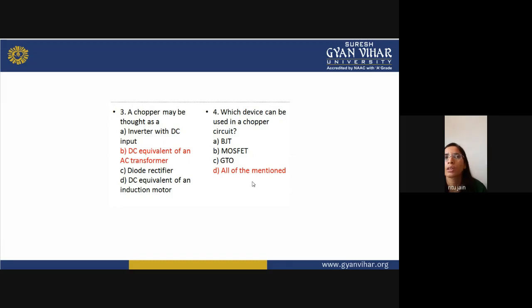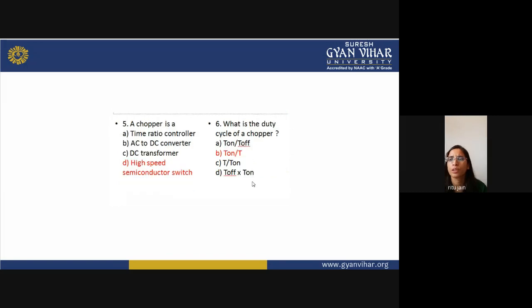In the fourth question, which device can be used in a chopper? We have already discussed that any semiconductor switch, it may be your BJT, it may be your MOSFET, and GTO, can be used as a chopper. So fourth is the right answer for that.